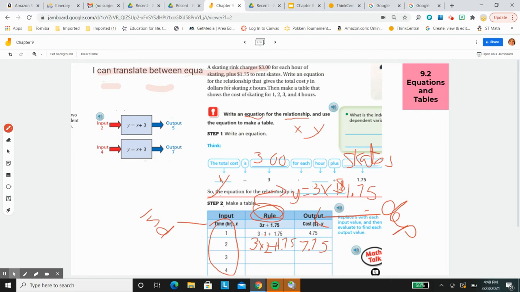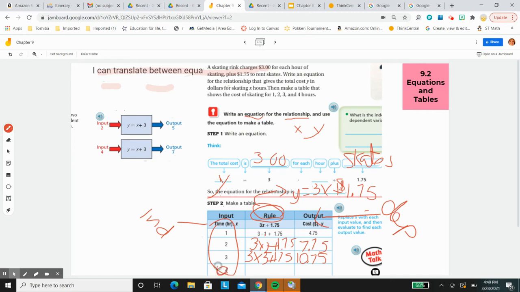Okay, let's change that independent variable another time. It's going to be 3 times 3 this time, plus $1.75. We're still applying the same equation. This is now 9 plus $1.75, which makes this $10.75. I'll make it neater if I can.